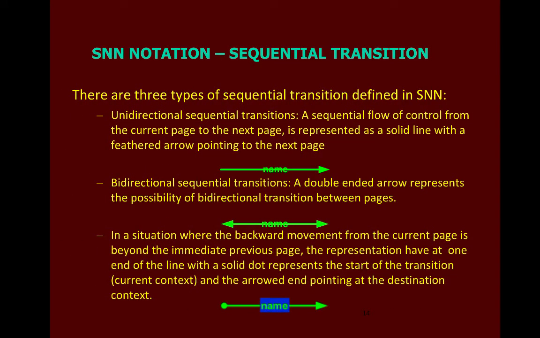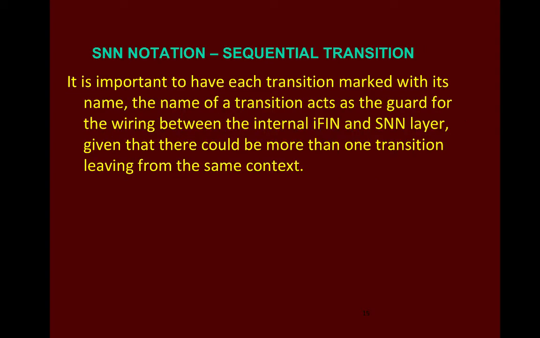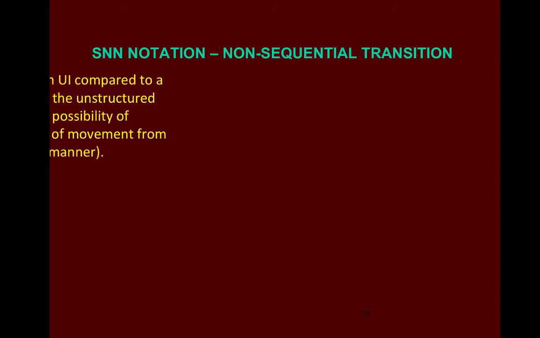And then there are three types of transitions, right? Sequential transitions corresponding to the main flow, which are single directional, and there are some which are bidirectional links, that means you can go forwards and backwards, and there are some links which are just to go backwards up to a previous page somewhere. So every transition must be clearly marked going from one place to another.